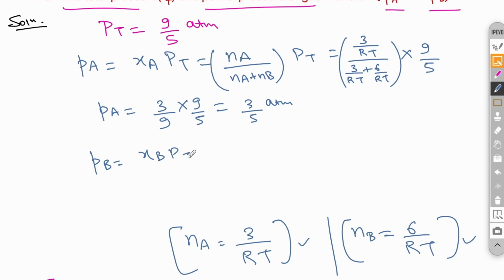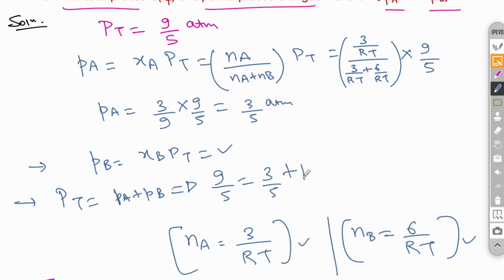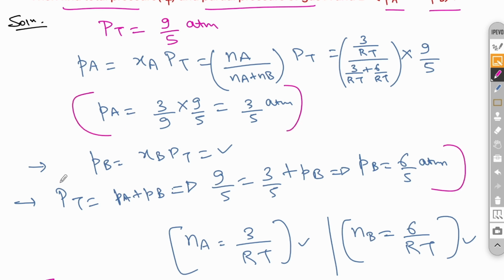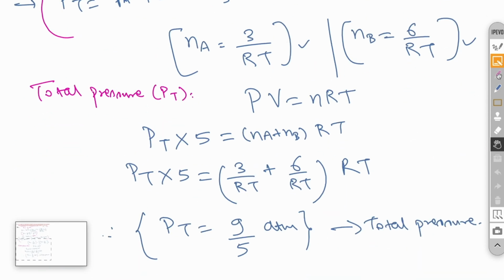Similarly, we can solve for gas B, that is mole fraction of gas B multiplied by PT, and on solving we'll get the partial pressure of gas B. Alternatively, total pressure will be equal to partial pressure of gas A plus partial pressure of gas B. So 9 by 5 is equal to PA, which is 3 by 5 plus PB. On solving, PB will be equal to 6 by 5 atm. We can use both the methods to determine the value of PB, and it was a very simple problem. Hope you understand this. So if you calculate it by XB multiplied by PT, it will be 6 by 5.